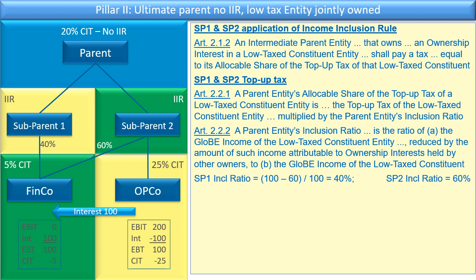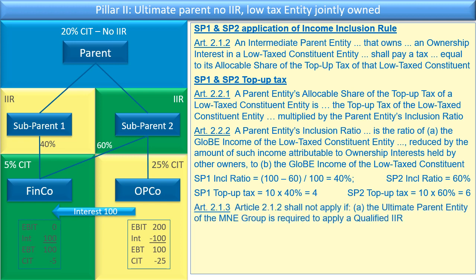Now the outcomes are pretty obvious. The question is if the wording could have been a little more simple, but I'm quite sure that the OECD must have had scenarios in mind, which I'm not covering right here. So now that we know what the income inclusion ratio is, we can say the top-up tax for SP1 is 10, which was the top-up tax due by FinCo, multiplied by 40%, which is 4, and for SP2 it is 6. And in that way we now know what the payments are that are due.